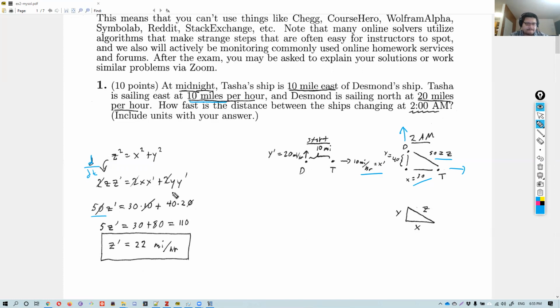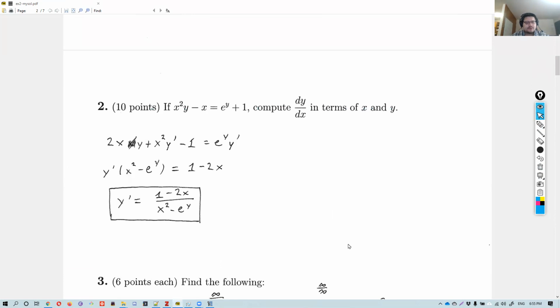And then y is 40, we computed it. And then y prime is 20 miles per hour, which is given to us. And so then you calculate this, do some simplification, and you get that z prime is equal to 22 miles per hour. Okay. Right. Number 2, let's keep going.